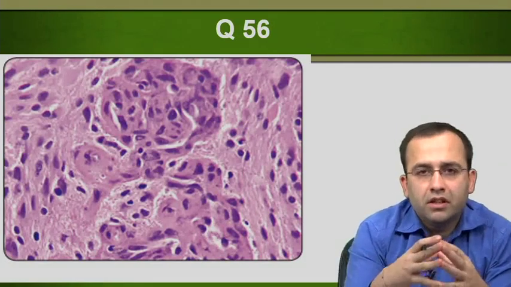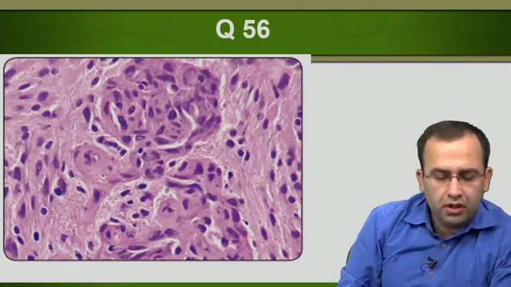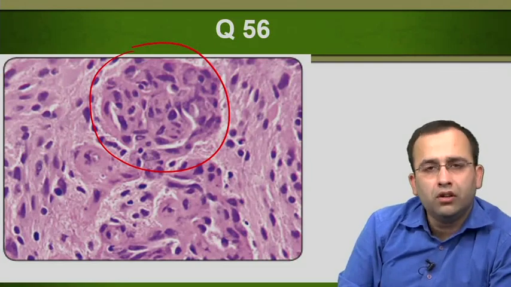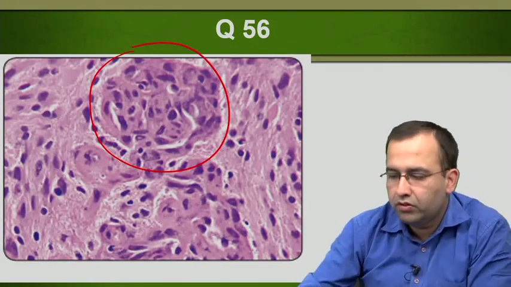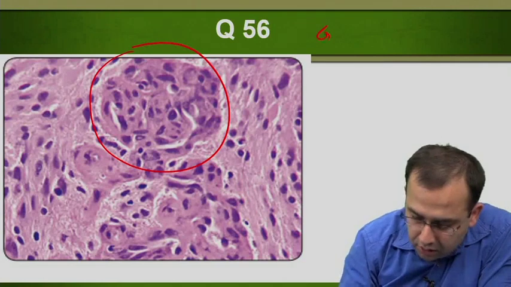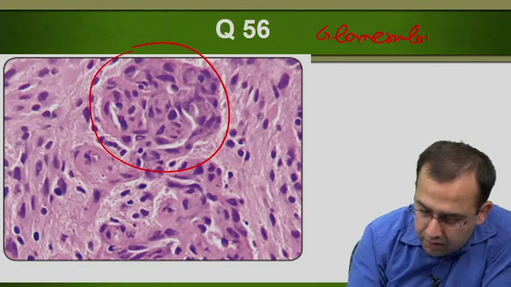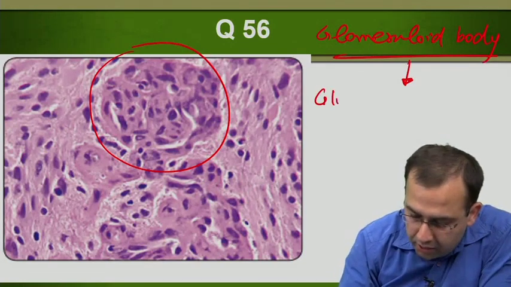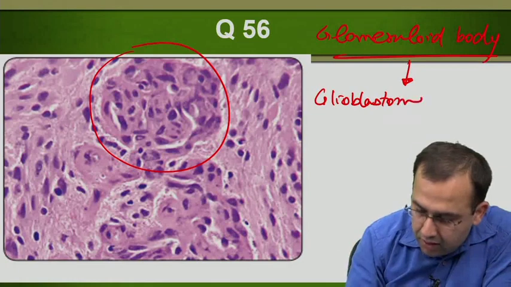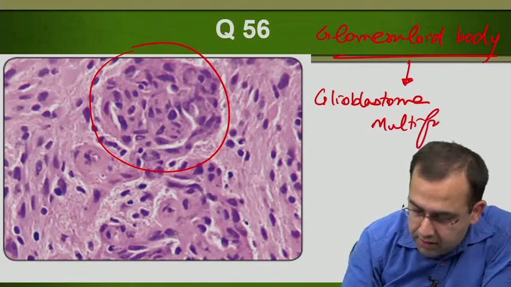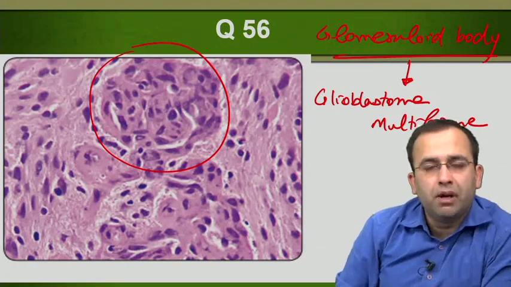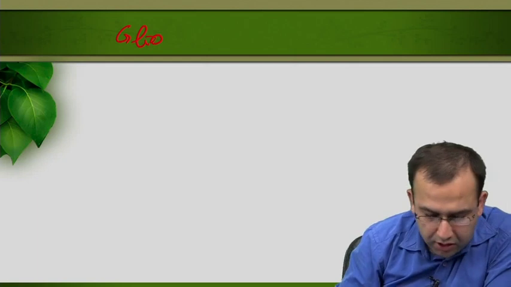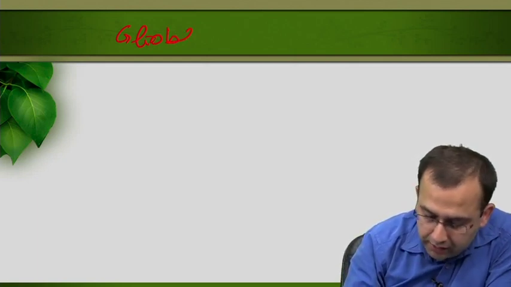The minute we see this, what is the parent organ? Suppose you do not know the parent organ. Diagnosis: this looks like a glomerulus, but if I am telling you that this is from the CNS, this is a glomeruloid body, seen in glioblastoma multiforme. So before we go further, it's glioblastoma multiforme, not schwannoma or meningioma.